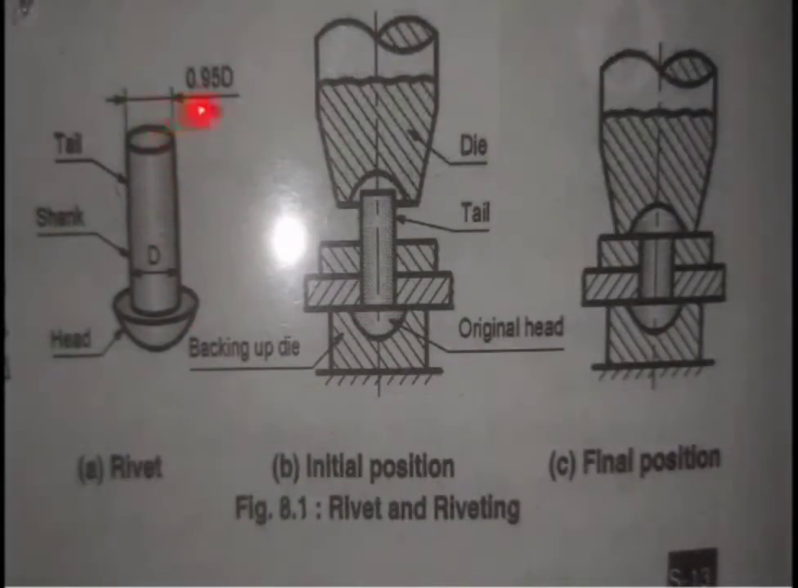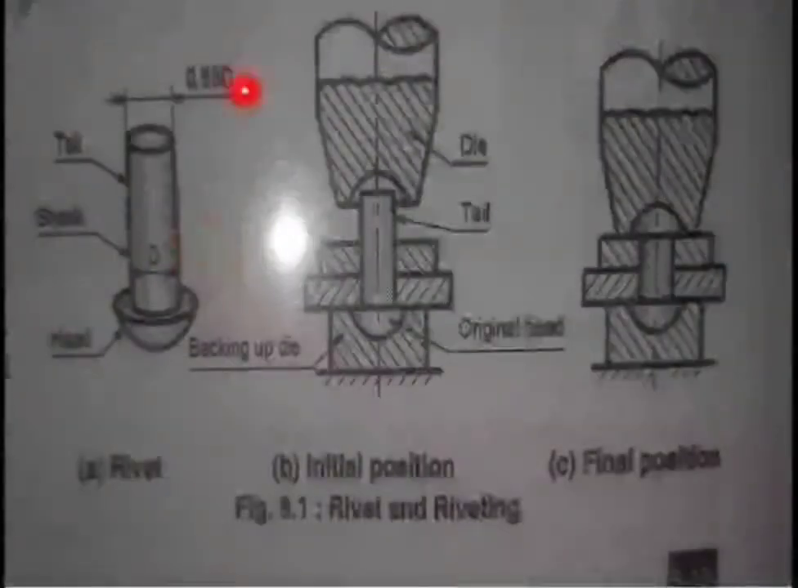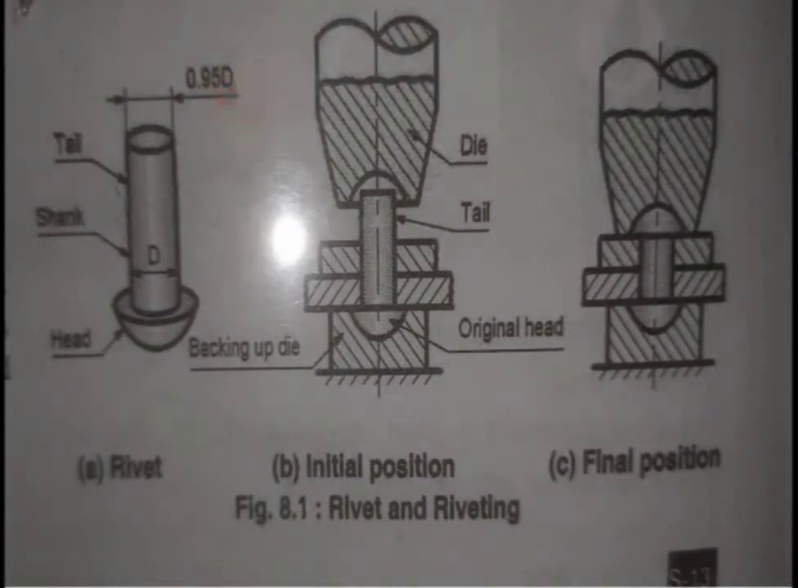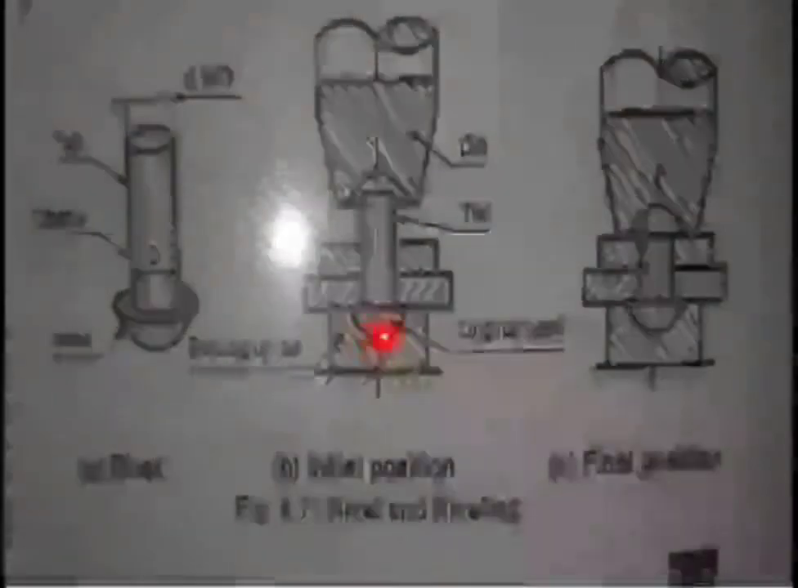Now the tail length is 0.95 D. If D is 20 mm, you multiply 0.95 by 20. That will be the tail part. Now in the initial position, this is plate number 1 and this is plate number 2. The hole is drilled in the plates with diameter D, and we have to fasten both the plates. This is a permanent fastener. This is the backup die where the head of the rivet rests.